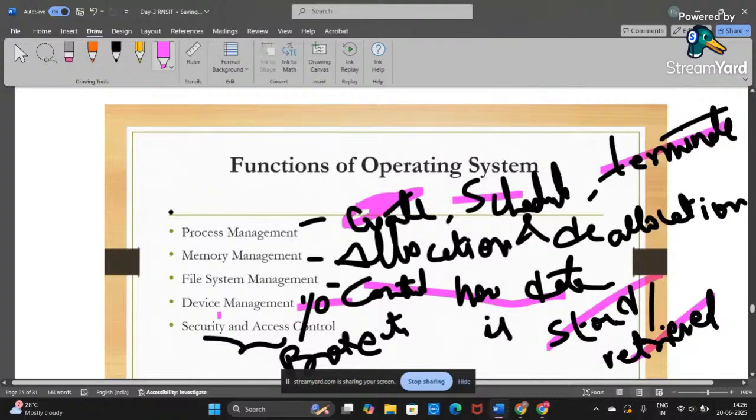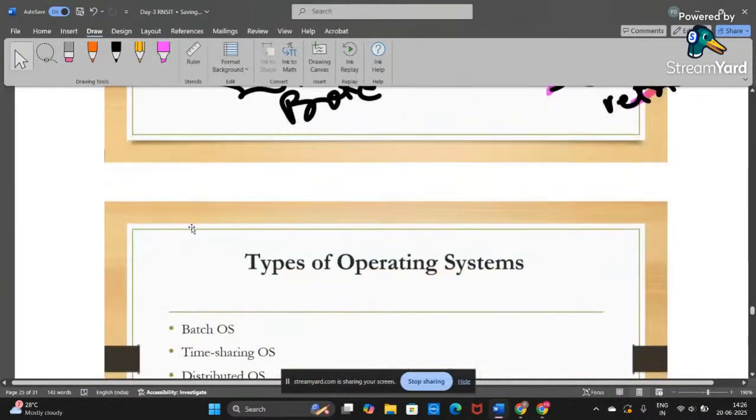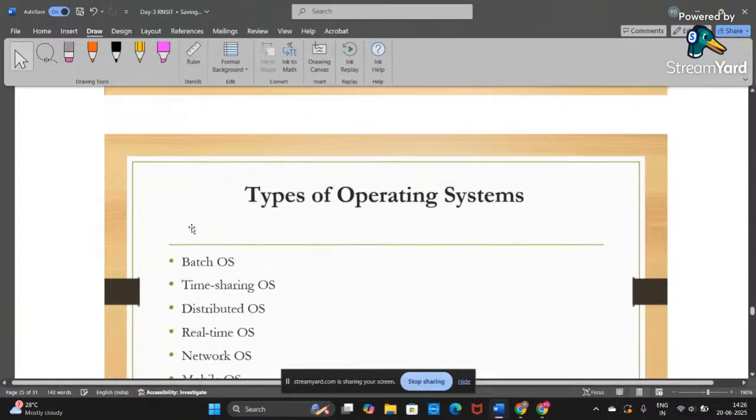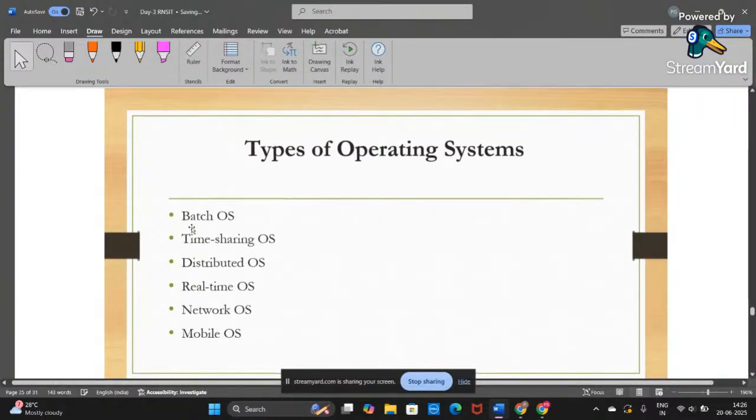Next, types of operating systems. We have batch OS, time sharing OS, distributed OS, real time OS, network OS, mobile OS. We'll see one by one.